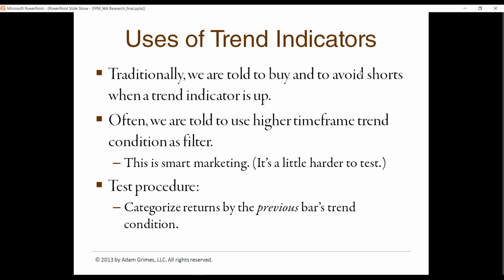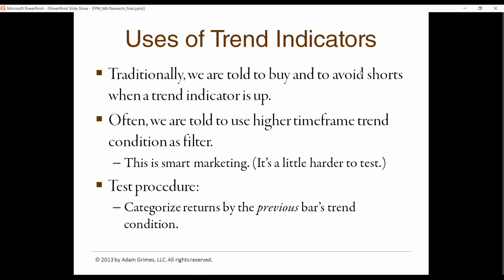And there are various ways to do that. One of the kind of smart marketing things that a lot of people have done is to say, look at different time frames. And you're only going to trade your time frame when the higher time frame trend is up. Only then can you buy your time frame. I think that smart gets us a little bit harder to test, but guess what? We can do it. This is easy to test.